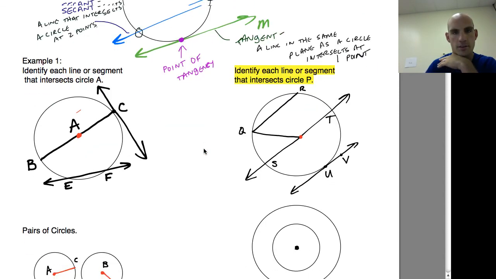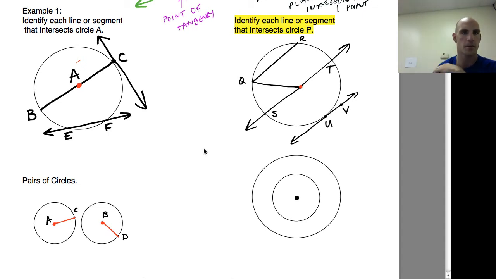Okay, and so when we go down here to this first example, it says identify each line or segment that intersects circle A, and I am going to say BC, which is this here, and there is line C, which has this single point here. There is line EF. And there's one other thing, and it's AC or AB. Those are segments.